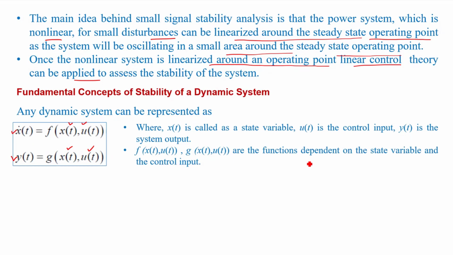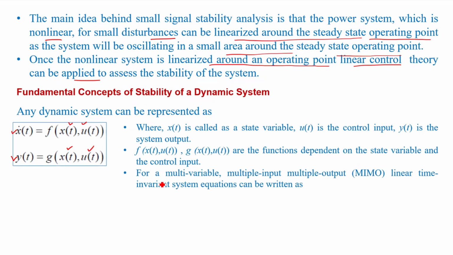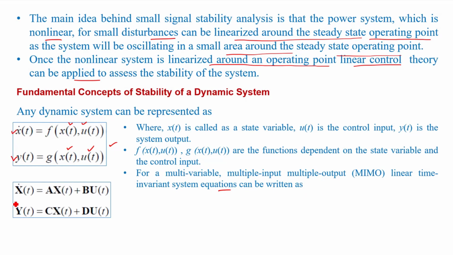F and g are the functions dependent on the state variable and the control input. For a multi-input, multi-output (MIMO) linear time invariant system, this equation can be written like this. So for a time invariant linear system, we can represent the above equation like this.